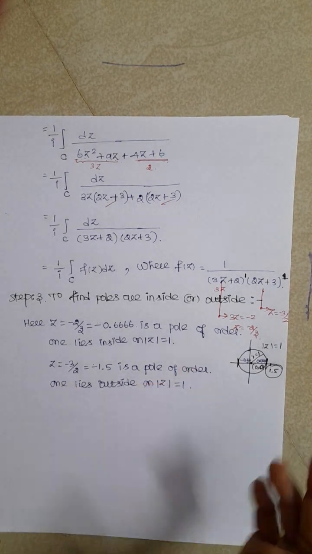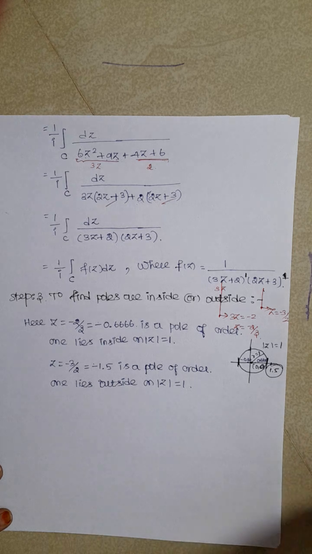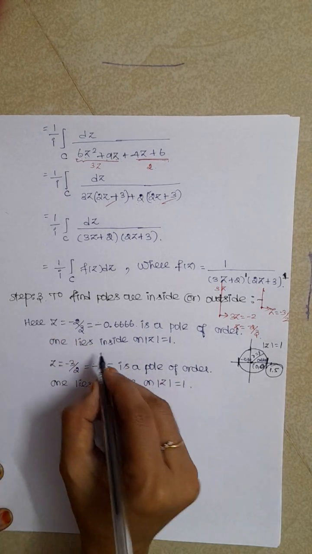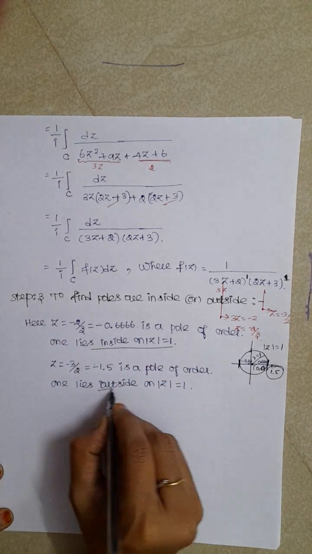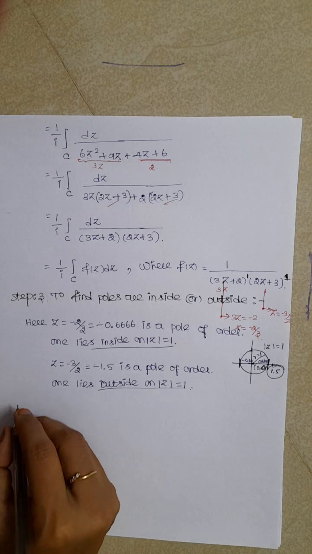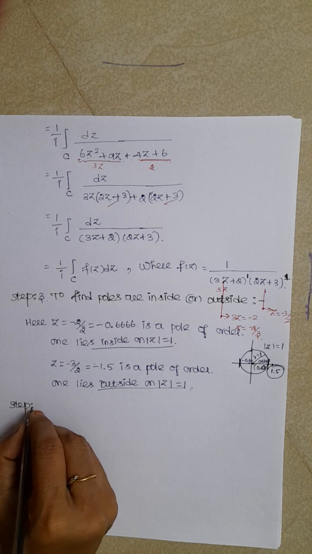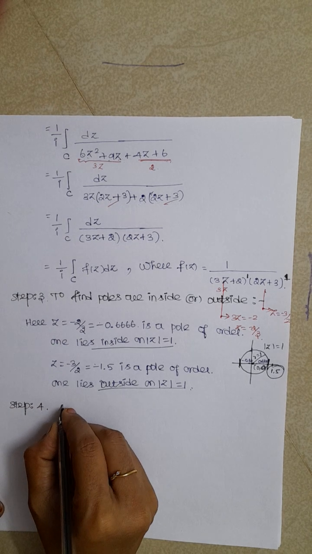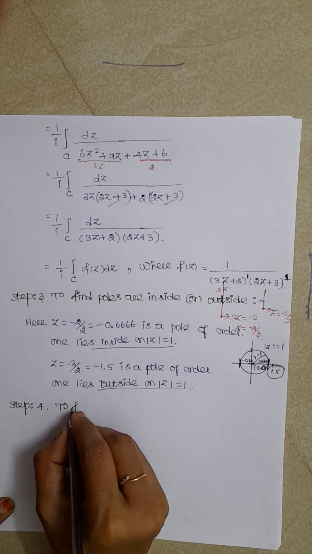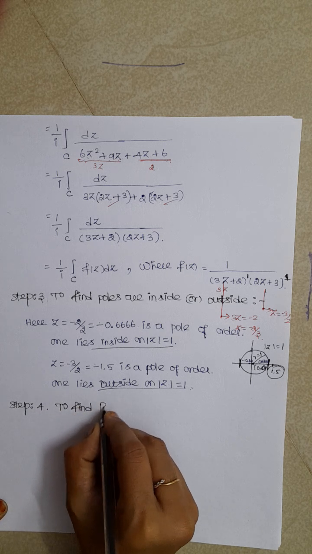Step number 3, we only find whether the poles are inside or outside. Next, step number 4, to find the residue.